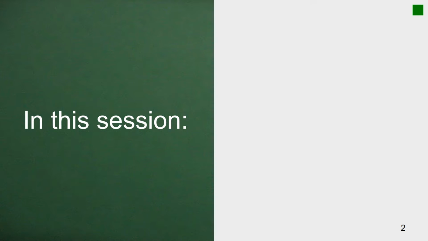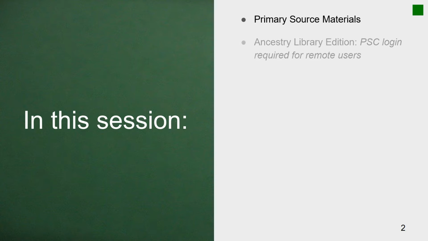In today's session, we'll start off by talking a little bit about what primary source materials are and how researchers are using these unique materials that are mostly found in archives, museums, and library collections. Next, I'll show you how PSC students, faculty, and staff can log in remotely to access Ancestry Library database to search for genealogical resources.